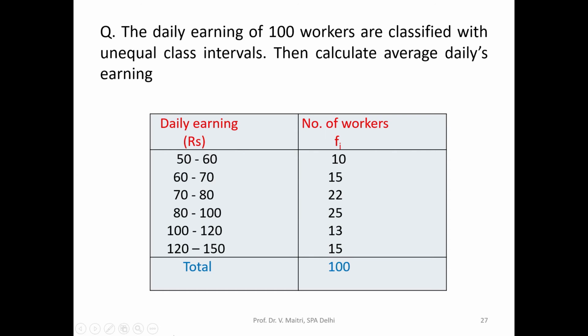So let's take this example. The daily earnings of 100 workers are classified with unequal class intervals. Now calculate the average daily earning. So what are the class intervals here? 50 to 60, 60 to 70, 70 to 80, and so on. Here the class width is 20, and here the class width is 30. The number of workers is 100, and they are distributed according to this. So let's do this question.